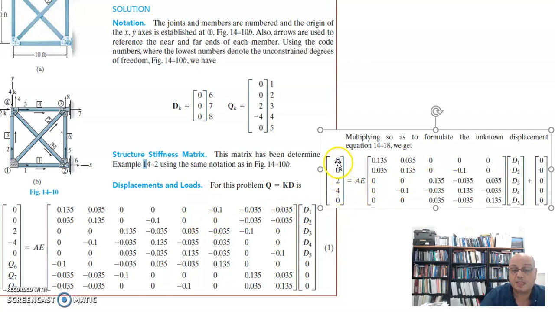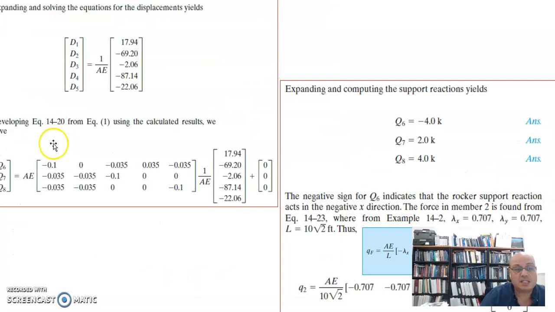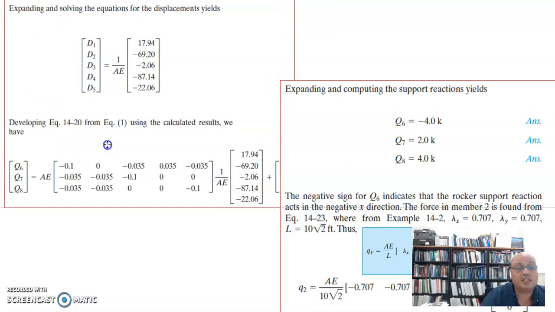I can simply say that the left-hand side is known right here, the right-hand side here, D1 is unknown, so we can find D1. Similarly, you find D2 all the way up to D5. And the majority of you who submitted your assignments were able to find the displacements from D1 to D5, and that is perfect.